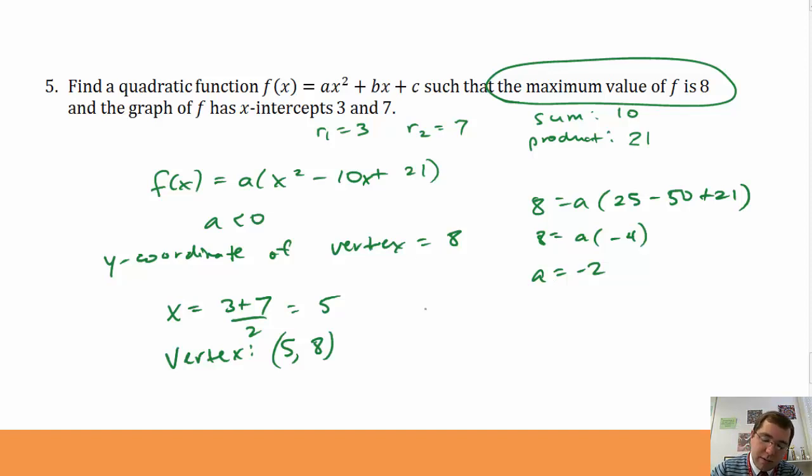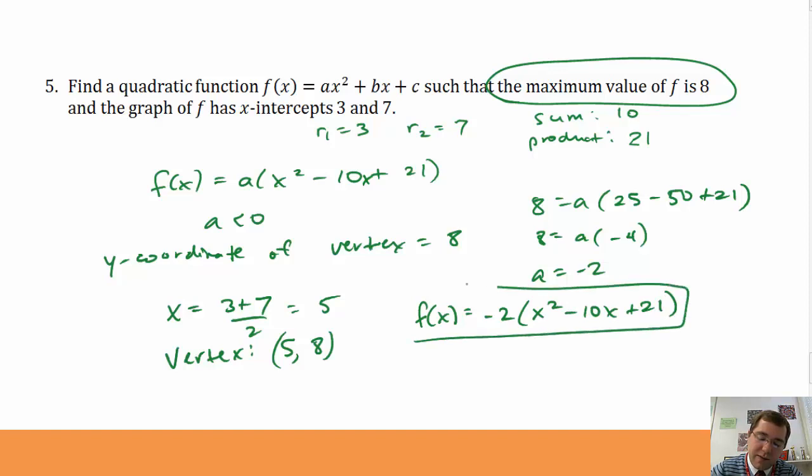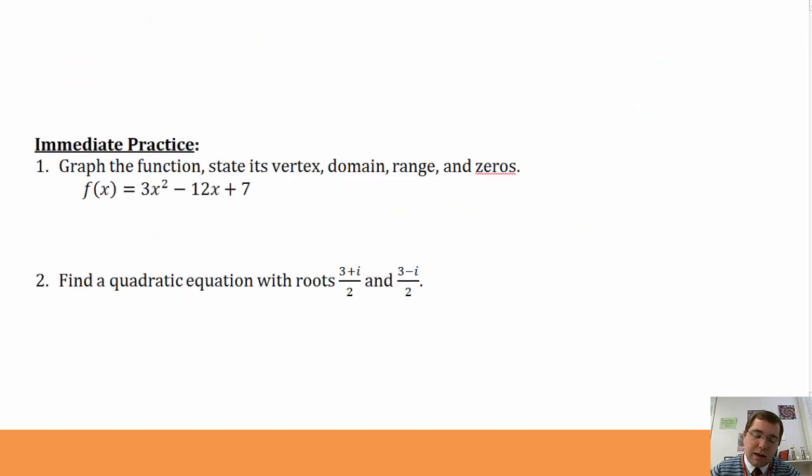So my final answer, my final function, is f of x equals negative 2 times, parentheses, x squared minus 10x plus 21. That is the specific quadratic function that has roots of 3 and 7, but has a maximum value at 8. And notice a ended up being negative, as I said it needed to be. We'll do more examples of that in class.